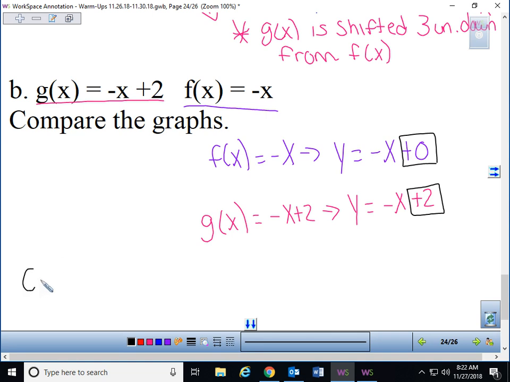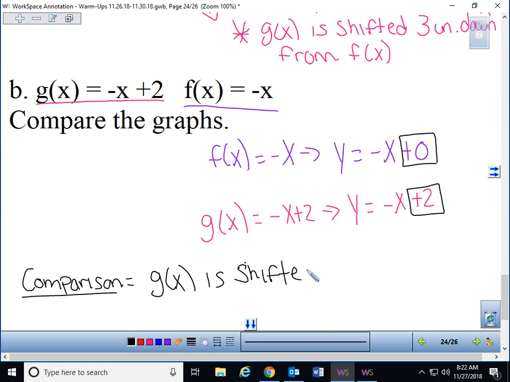So my comparison is going to say that g of x is how many units? Well, what's the y-intercept? It's positive 2. So my g of x is shifted 2 units up, because it's positive, from f of x. And if you don't believe me, you can graph this yourself and see that that's true.